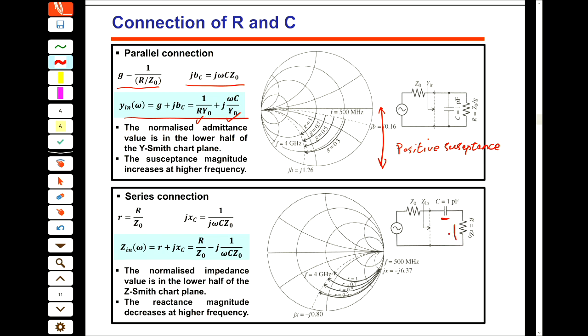And for a series connection of a capacitance and a resistance, as it is series, we are looking into the impedance Smith chart. In the impedance Smith chart, we find the resistance as this value and the reactance as this value, and we see that the reactance is negative. With negative reactance, we are interested in this region, and it is always in this region for any frequency. So this is negative reactance.